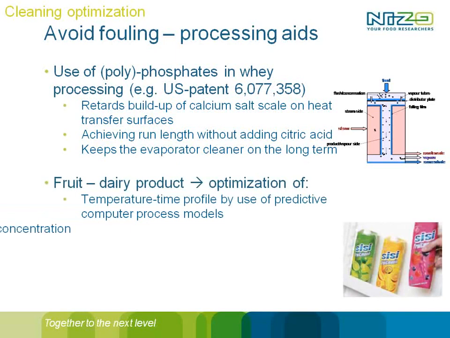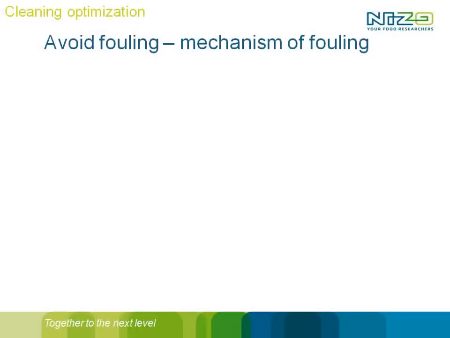Another example, a fruit dairy product, a combination of fruit with dairy. What we optimized over there was actually a process, and what we did was optimizing the time temperature profile. We used predictive models in combination with our practical experience, and by optimizing your time temperature profile, it was possible to also reduce the amount of fouling and thereby increase your runtime. And pectin concentration was an important parameter in that respect.